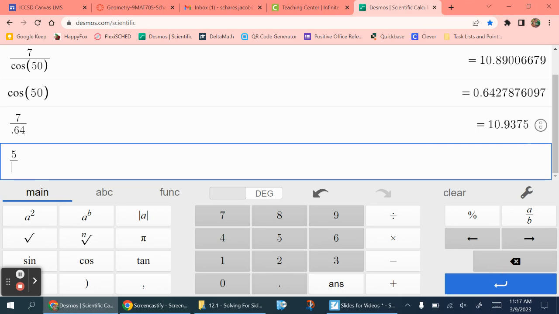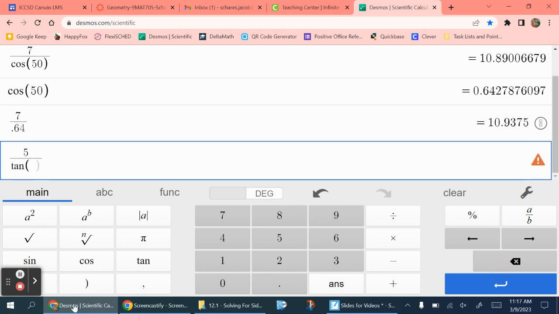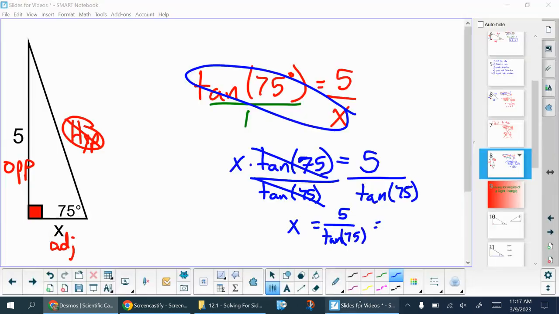Tangent of 75. And there we go. We get 1.3.